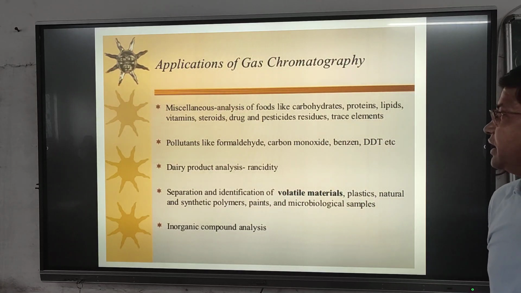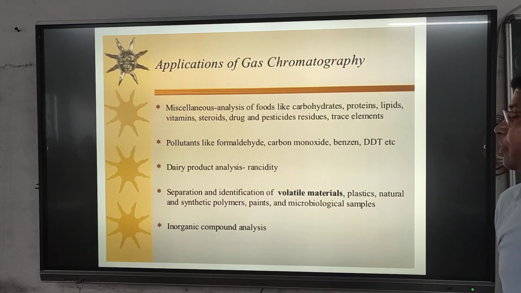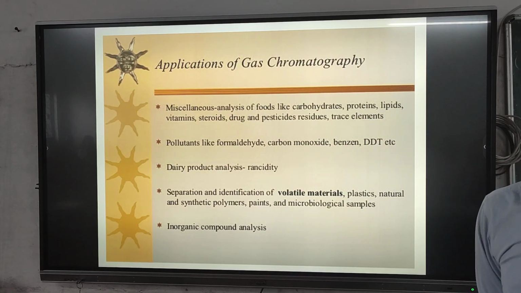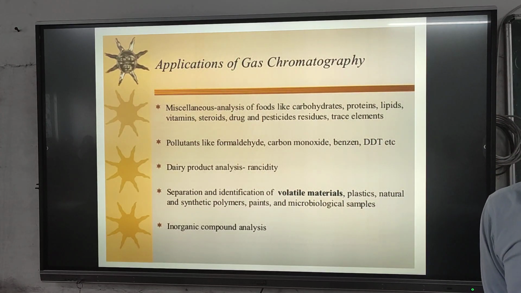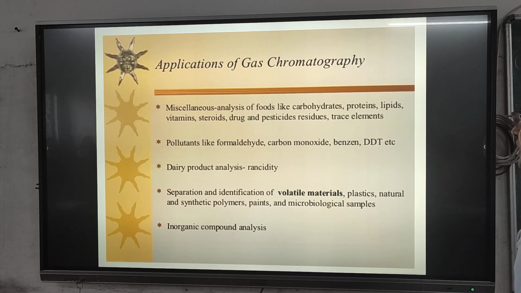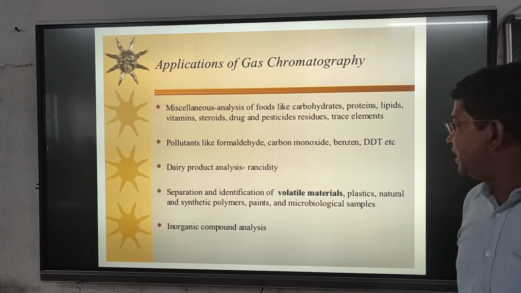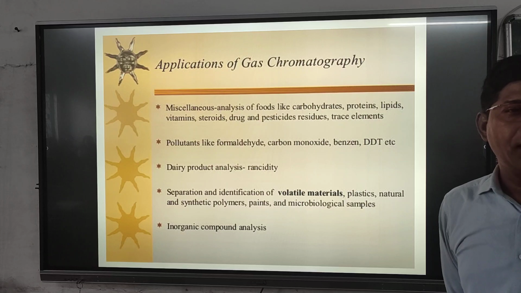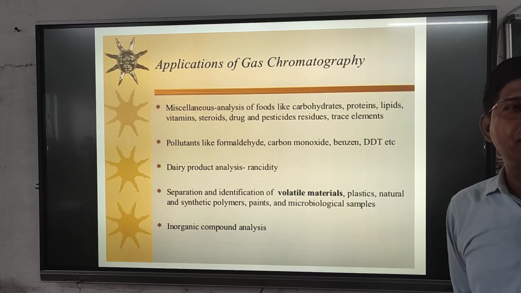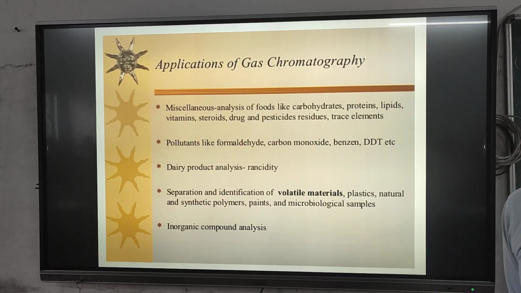These days people are using a high concentration of pesticide in food material, and the presence of that pesticide in food can be monitored. We can also analyze trace elements. So there are different applications of gas chromatography, like environmental samples, food samples, and clinical samples. Thank you.